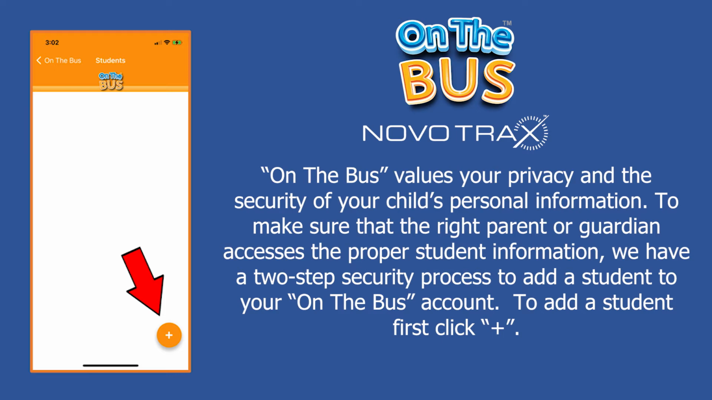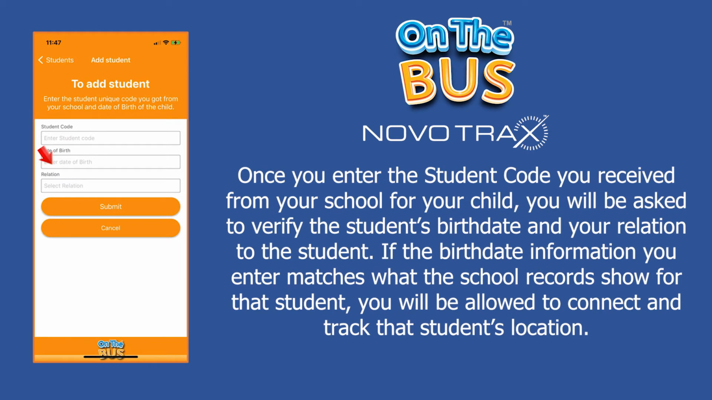To add a student, first click Plus. Once you enter the student code you received from your school for your child, you will be asked to verify the student's birth date and your relation to the student. If the birth date information you enter matches what the school records show for that student, you will be allowed to connect and track that student's location.